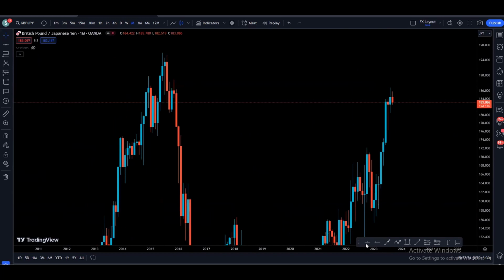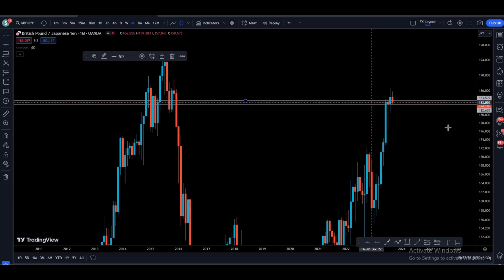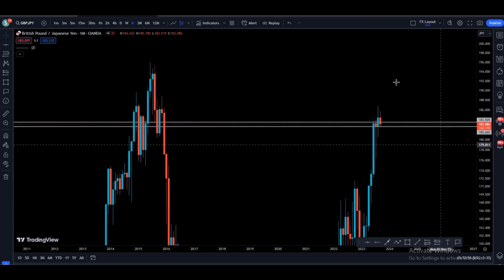Also, we can see one more thing, that we have a support right here, and we have the resistance right here, right? The last monthly candle closed above this resistance, and we have the next resistance right into these areas. So we already rejected that area, and the current monthly candle is still open. So a lot will depend upon how the current monthly candle is going to close.